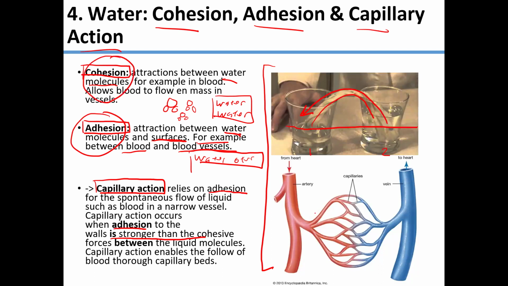And when we apply this to the human body, this is how capillaries are going to work. You can see that we have a flow from the heart through the artery, and then we're going to flow through here, through our capillaries and into our veins and out. And this is how we have oxygen exchange. So again, cohesion, water to water. Adhesion is going to be water to something else. Capillary forces are going to allow liquids to flow when the adhesion is stronger than the cohesive force.